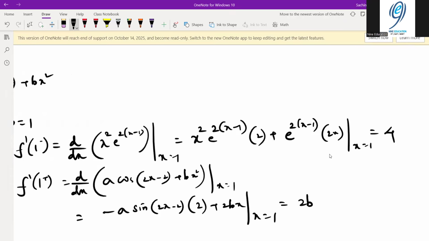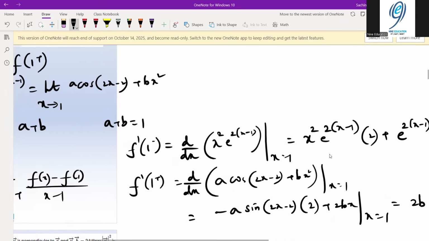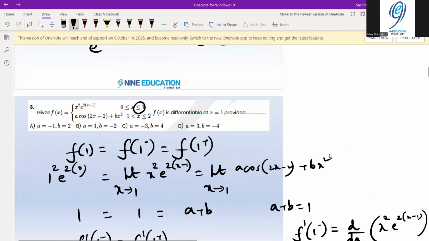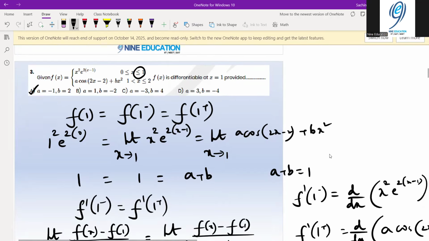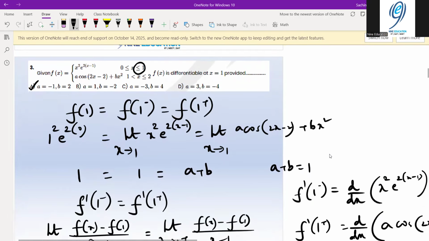Right? So from here we get 2b equals 4, which means b equals 2, and therefore a equals minus 1. Right? We have 2b equals 4. You already have a plus b equals 1. So solving, you get a equals minus 1, b equals 2.